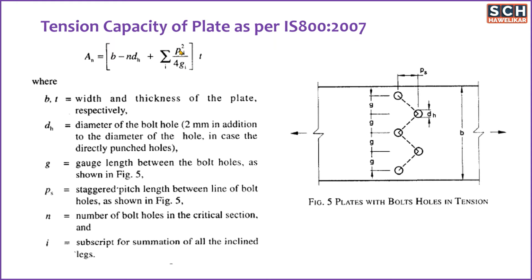Here we have the pitch and the gauge. So what is gauge and pitch? I will explain once again. Whenever we are measuring the distance between two bolts parallel to the line of action of force, it is the pitch. The distance between two bolts perpendicular to the line of action of force is the gauge. So this formula gives us the net area when we are providing zigzag bolting.